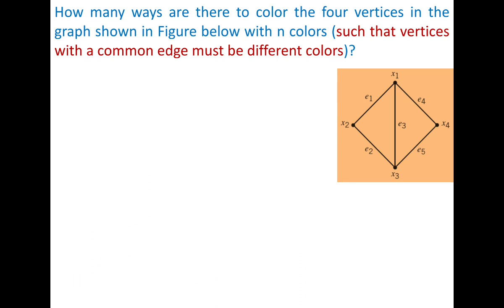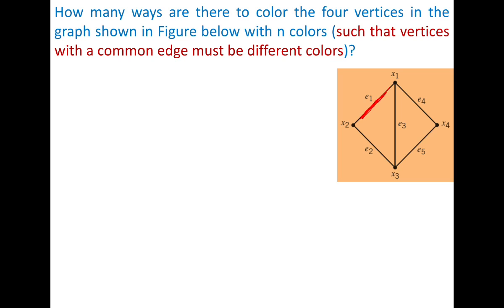The next one is a very interesting problem and a little bit difficult. It says: how many ways are there to color 4 vertices in the graph shown in the figure below, such that the vertices with a common edge, so edge means a line, with a common edge must be different color. It means if there is an edge between x1 x2, then the color of x1 and x2 must be distinct. They cannot have the same color.